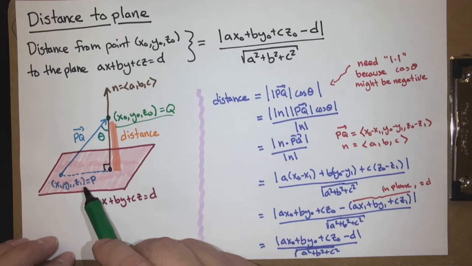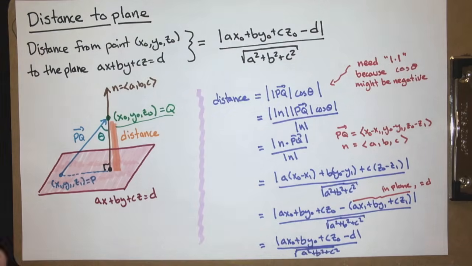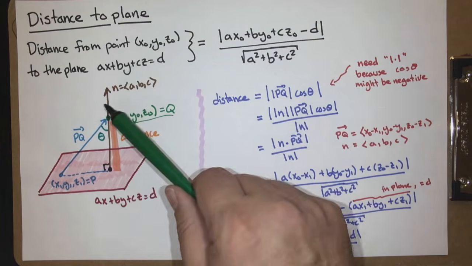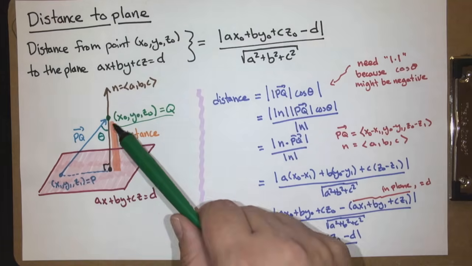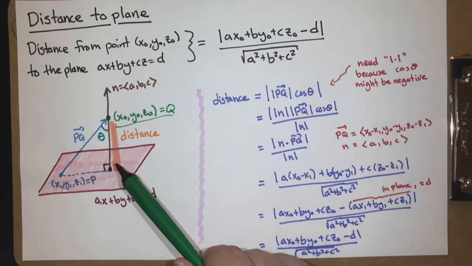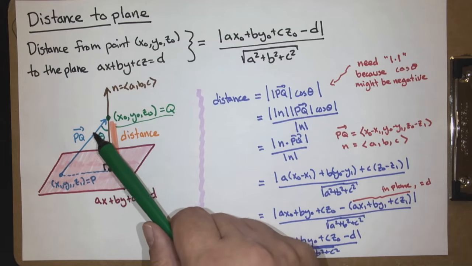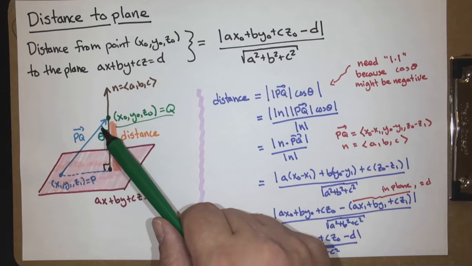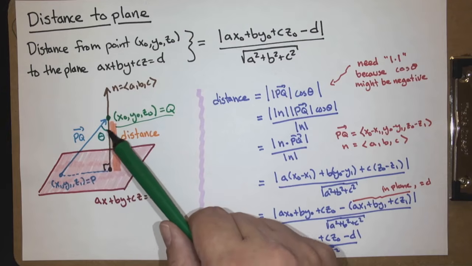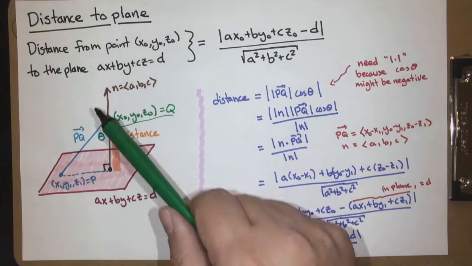I'll call it P, x1, y1, z1. You might say, that's not part of the answer. It's not, but we'll get there. And I draw a triangle. Not any triangle, the right kind of triangle. And here's the great aha. This angle is the angle between PQ and n.